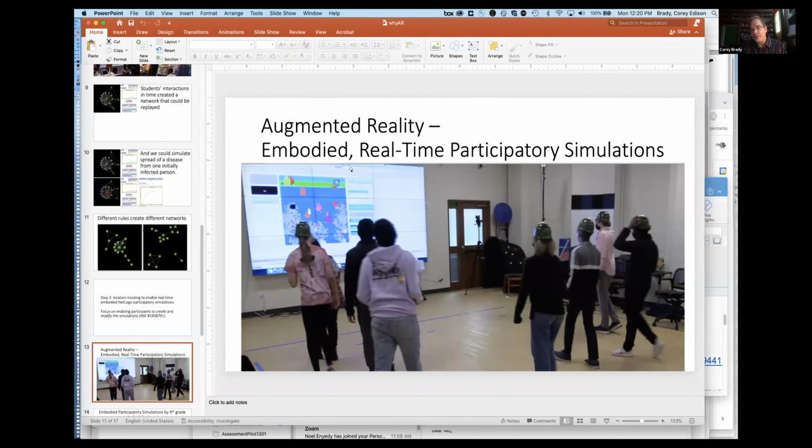So here we have a bunch of ninth graders who have been designers for us for the last semester on these kinds of embodied real-time participatory simulations. And they're getting ready to play, they're play testing the thing that they made for a middle school audience. The things they're wearing on their heads are little plastic helmets that have a location tracker. That tracker is down to like 10 centimeter accuracy, and in real time feeds their location into the simulation.